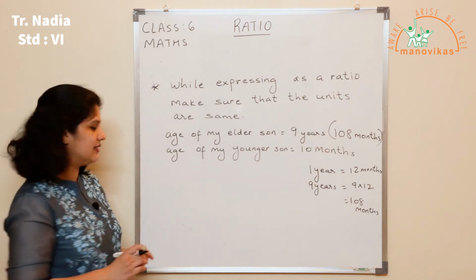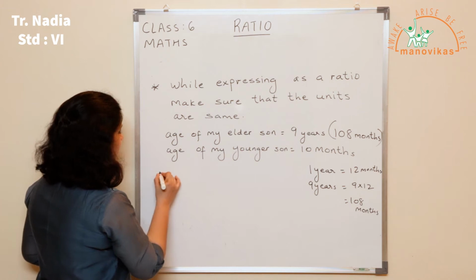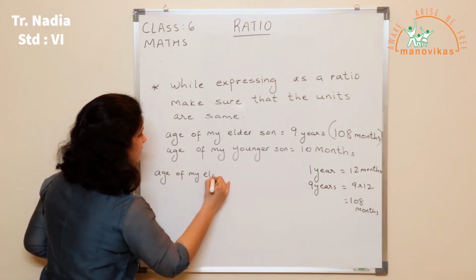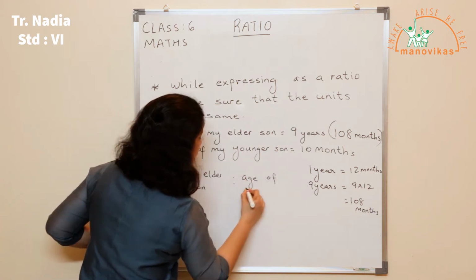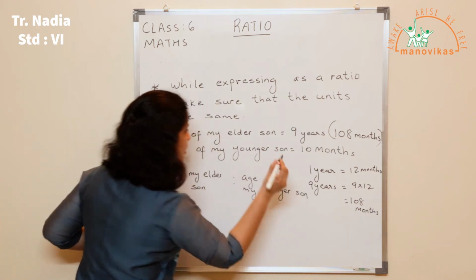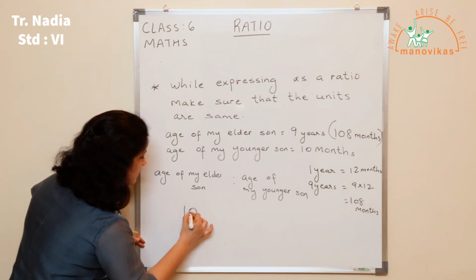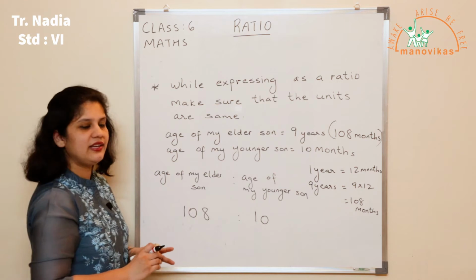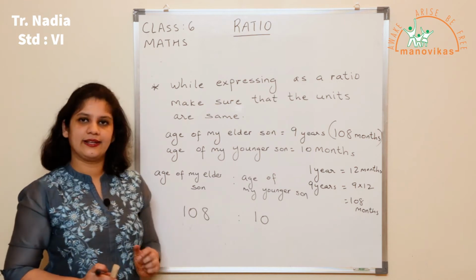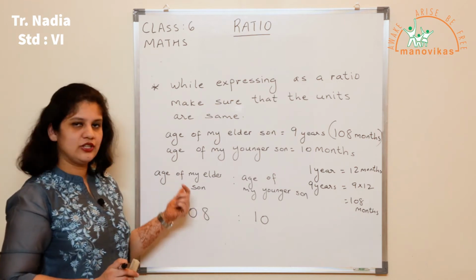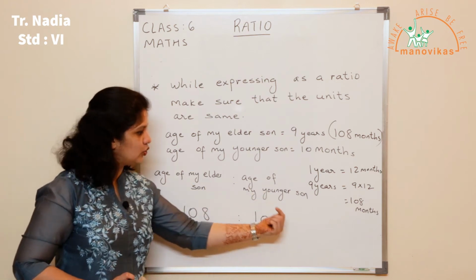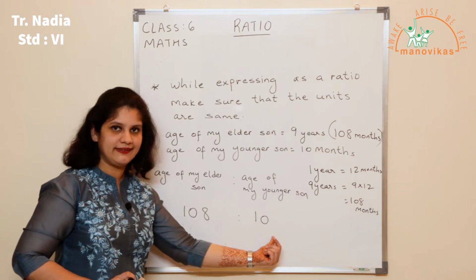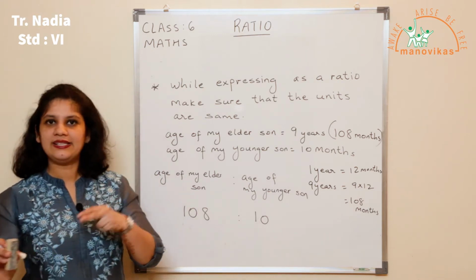Now I can write it as a ratio. So if I want to say age of my eldest son is to the age of my younger son, how will I write it? 108 months is the age of my eldest son, 10 months is the age of my younger son. So now I can express it as a ratio. The ratio of the age of my eldest son to the age of my younger son is 108:10. So units have to be same.